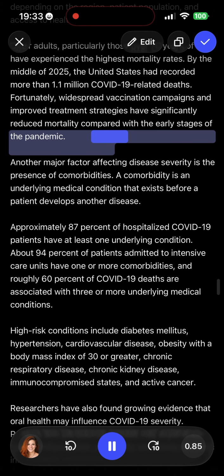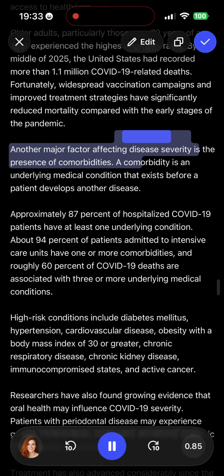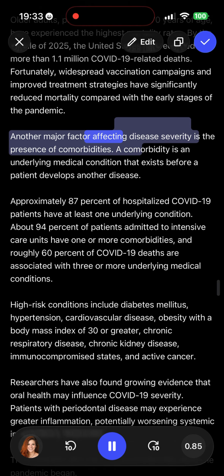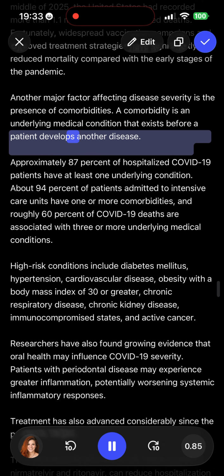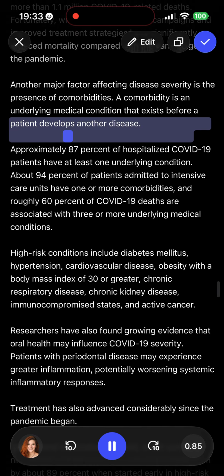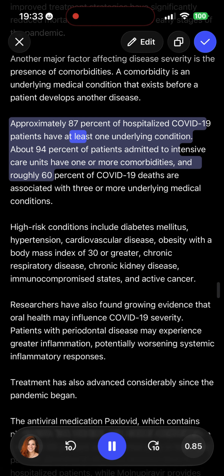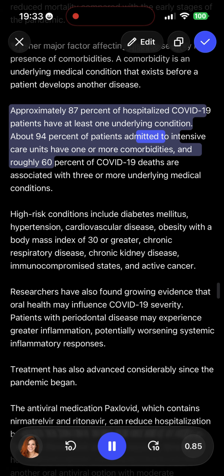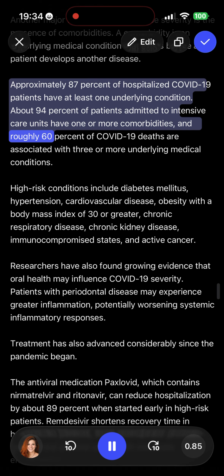Another major factor affecting disease severity is the presence of comorbidities. A comorbidity is an underlying medical condition that exists before a patient develops another disease. Approximately 87% of hospitalized COVID-19 patients have at least one underlying condition. About 94% of patients admitted to intensive care units have one or more comorbidities, and roughly 60% of COVID-19 deaths are associated with 3 or more underlying medical conditions.